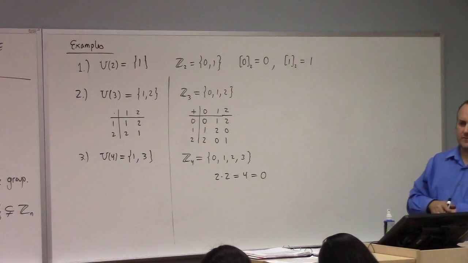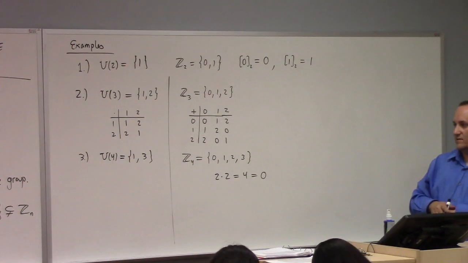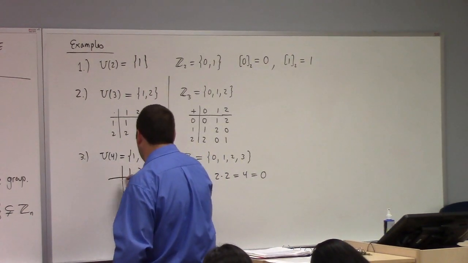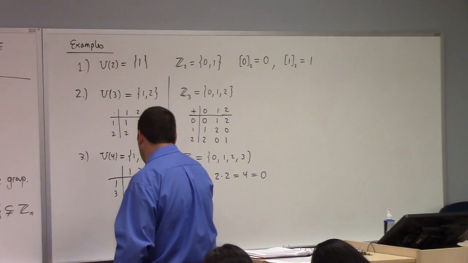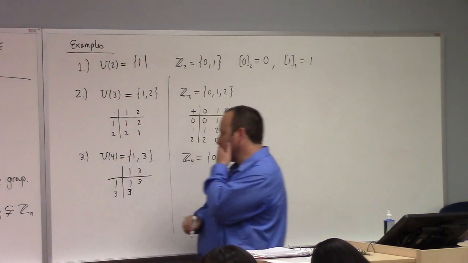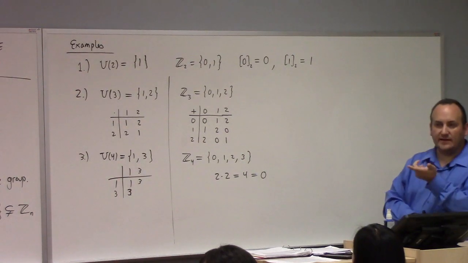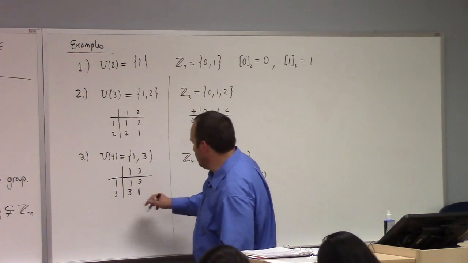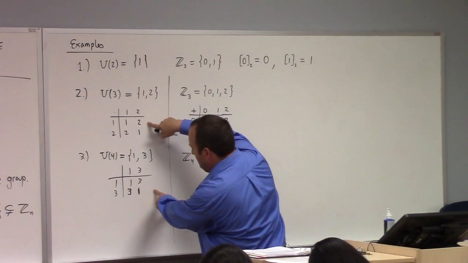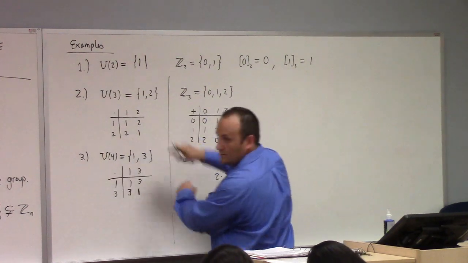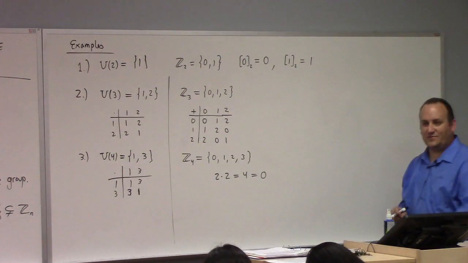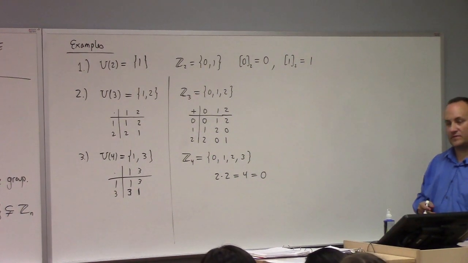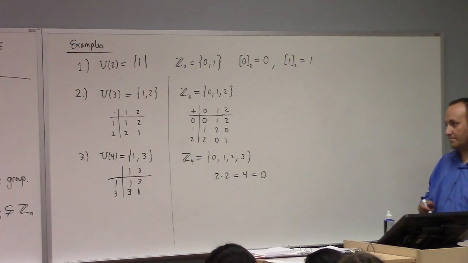So actually, U3 and U4 have the same size. What happens if we look at the Cayley table for U4? What's 3 times 3? 9, but what's 9? It's 1. See? So you can start to look at this, and they look very much the same, don't they? That's what we're talking about Friday. What does it mean when two groups look the same? Those kinds of groups are said to be isomorphic, right?